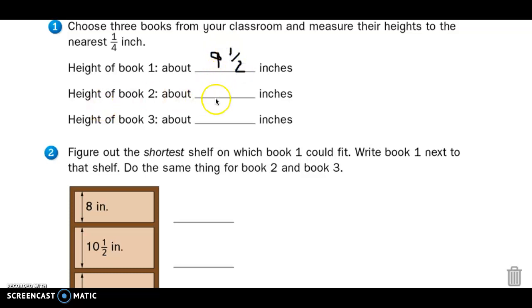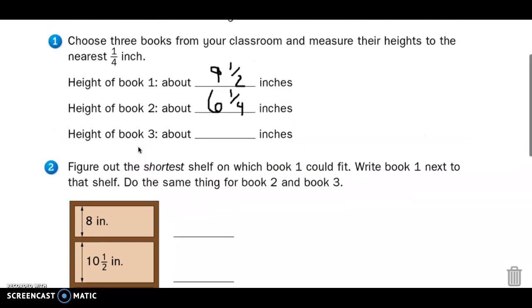Now our book 2 is 6 and 1/4 inches. Can we do that? Yeah, it's more accurate than halves because 1/4 is smaller and it wants us to go by 1/4. Amazing. And then it says height of book 3, about how many inches? Well, I'm going to say the third book was 12 and 3/4 inches. So record those in your journal right now. Okay, those were the inches of my books 1, 2, and 3.